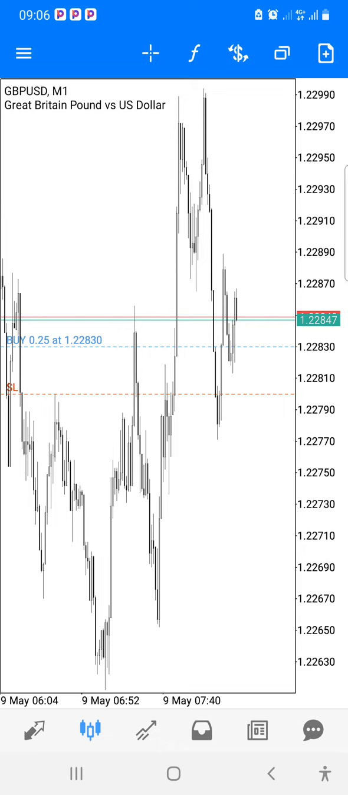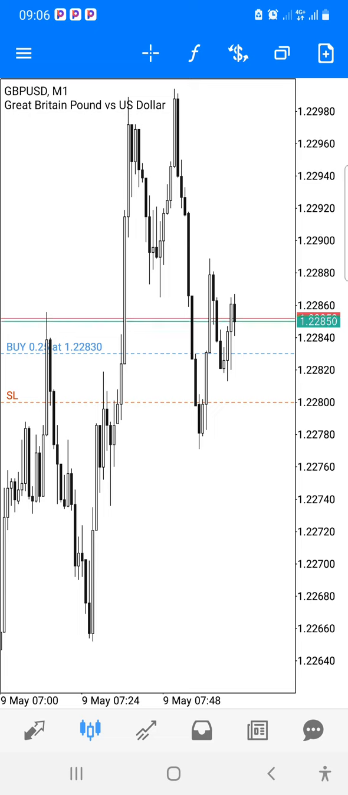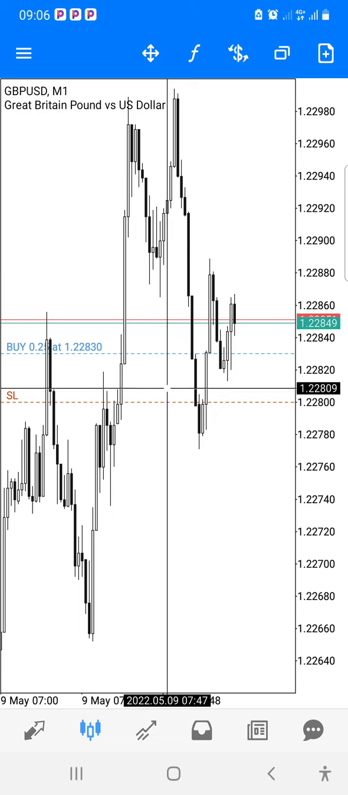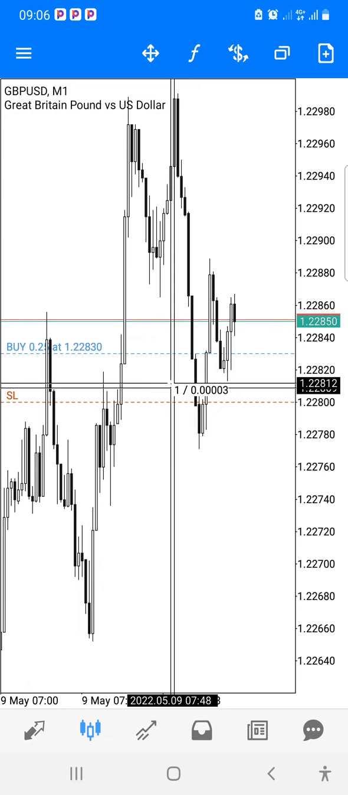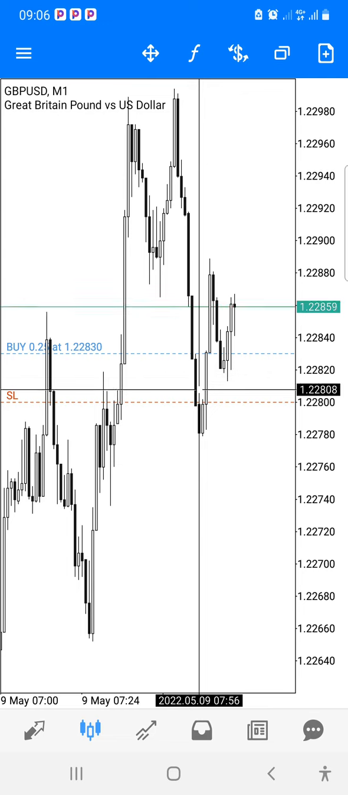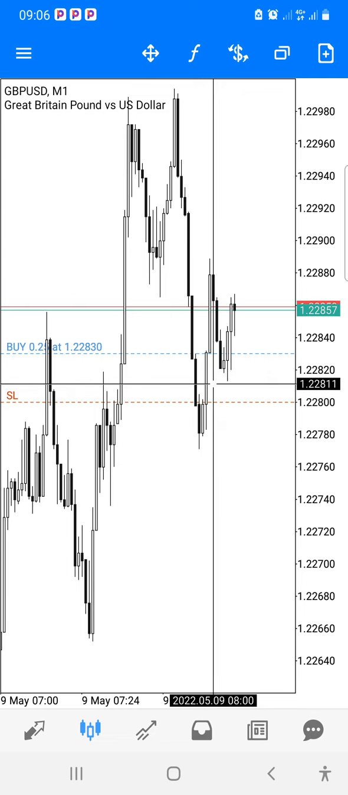So let's now say that this price is going my way. Let's say it has moved and I'm in profit, and maybe I now want to move my stop loss to this point here, because this is the last low, the last major low. So I now move my stop loss to this point here.